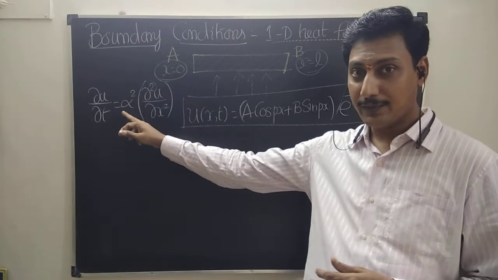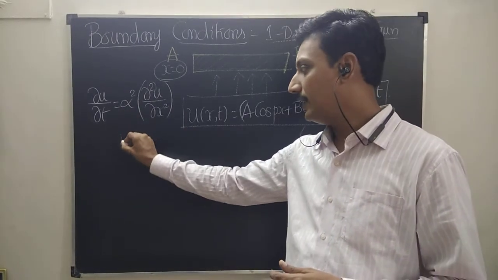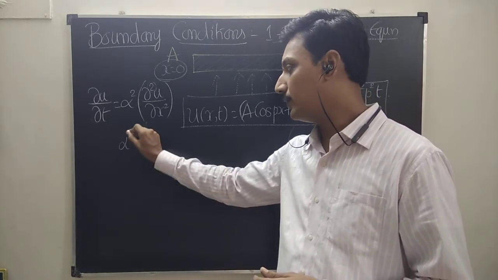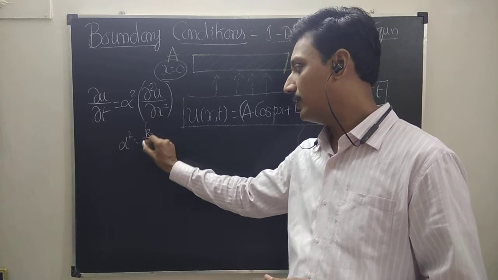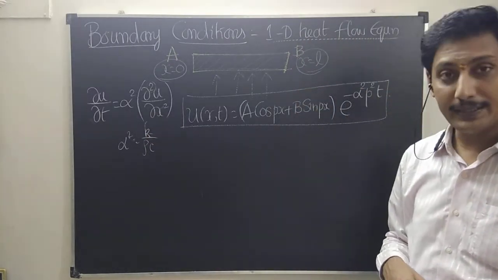What is α²? α² is the diffusivity of the substance, that is α² = K/(ρC). Here ρ is the density, C is the specific heat, and K is the thermal conductivity.